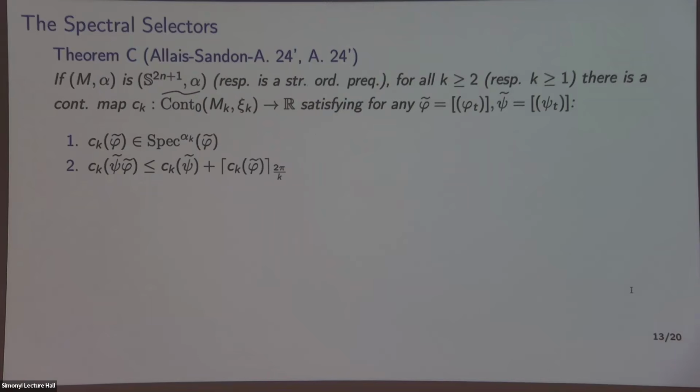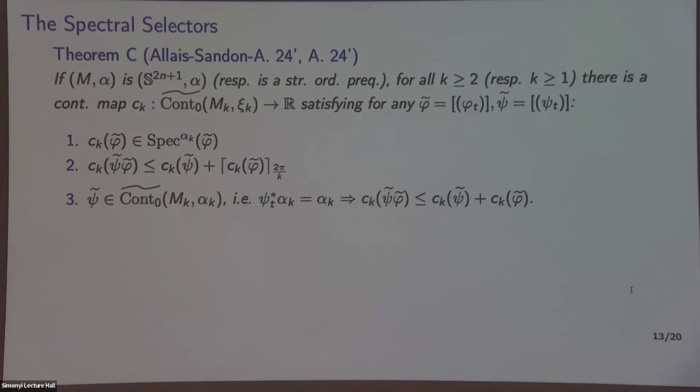So one of them is the triangle inequality. And so C of psi phi is less than C of psi tilde plus the 2 pi over k integer part of phi tilde. This triangle inequality becomes even better if you ask psi tilde to be a path of strict contact diffeomorphisms. So it preserves not only the contact distribution, but also the contact form.